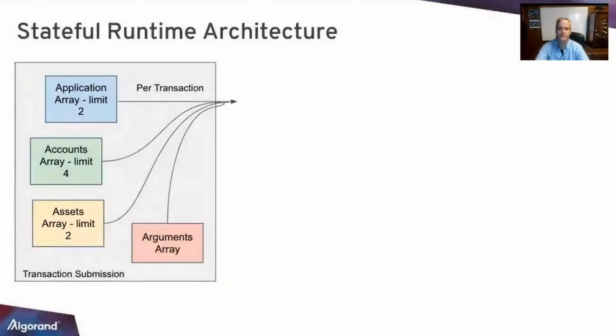Okay, on a stateful smart contract, the runtime architecture is a little bit different. The smart contract actually lives on the chain. So you don't have to supply the TEAL code associated with the transaction. You just call the application ID. In addition to that, here's a set of values that you can actually pass per transaction. You can pass what we call the application array. That's up to 2 foreign apps that can be passed into the smart contract so it can go read their global state.